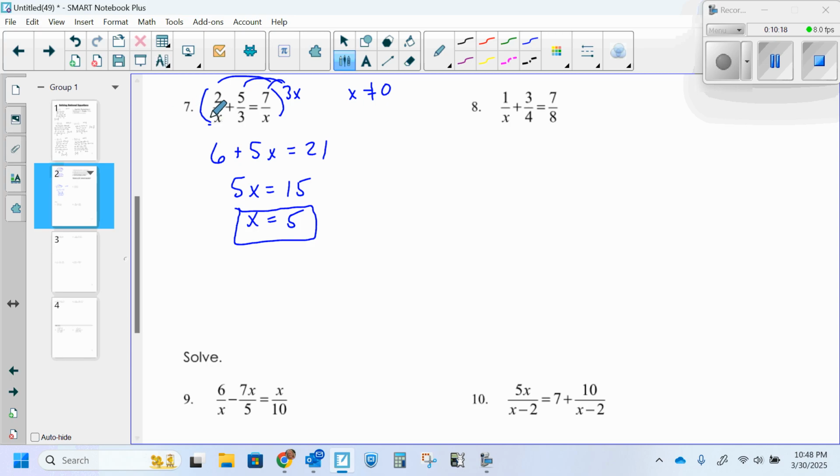I'll do that again. x goes into 3x 3 times. Like when you do this fraction times 3x, the x's cancel and you do 3 times 2. Here, the 3's are going to cancel. You're left with a 5x. Here, the x's cancel. You're left with 21.